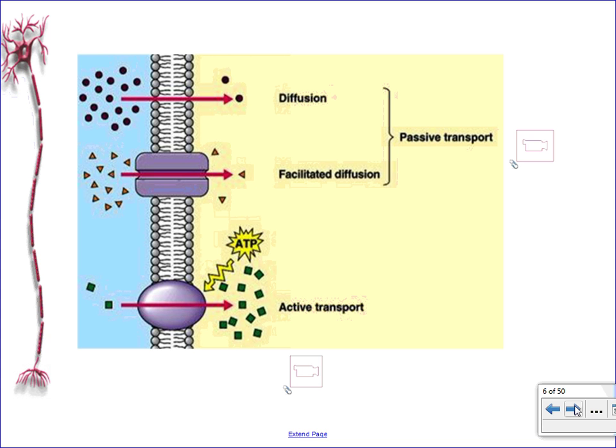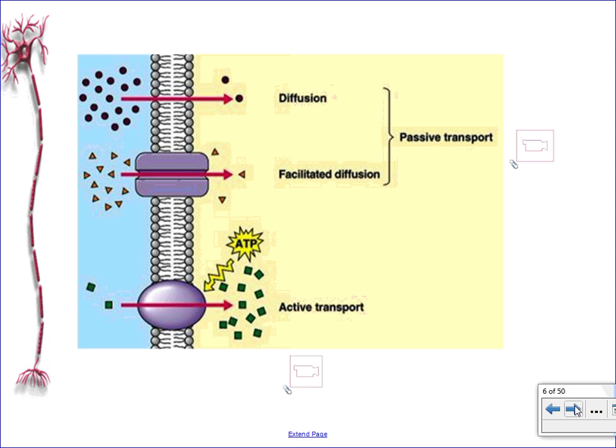Understanding the processes involved in moving things into and out of the cell is vitally important for understanding how a neuron is going to send a message. Again, this should hopefully be a little bit of a review. We can have a number of different processes involved in moving materials into or out of the cell.